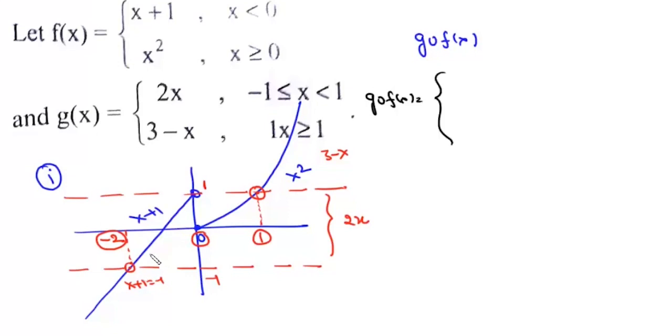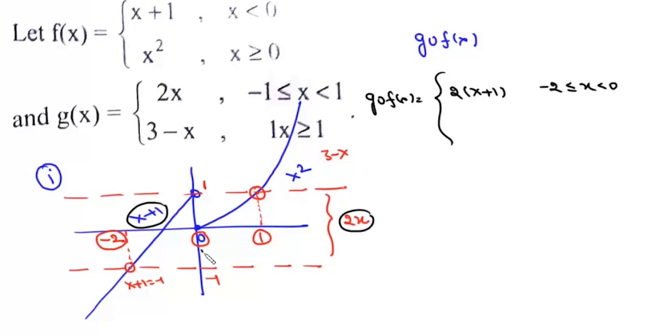Now this first interval is x lies between minus 2 and 0, not included. Here this definition is x plus 1, and we will go to this definition which is 2x. So it will be simply 2x plus 1. Now here, since this function is discontinuous at 0, we do not know whether we have to include 0 here or we have to include 0 in the next one. So as of now, we won't bother about this equality sign.